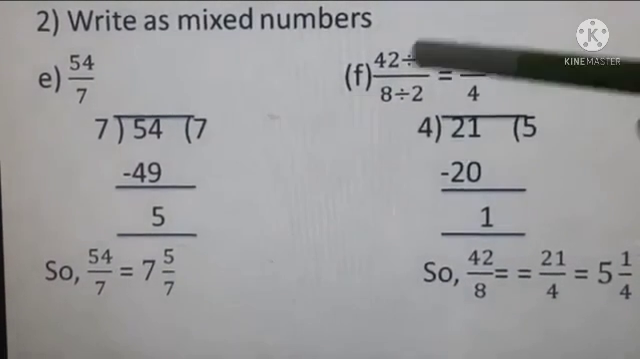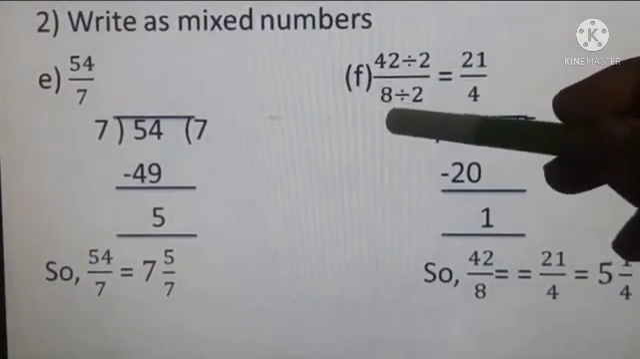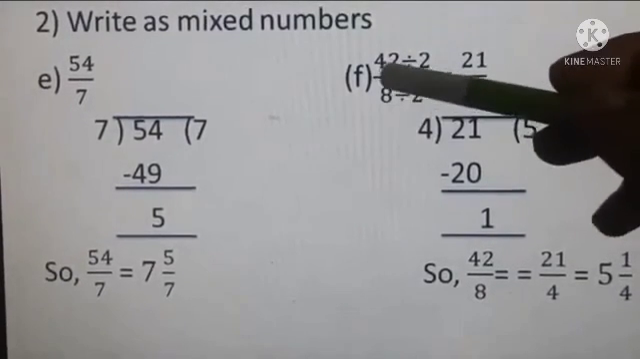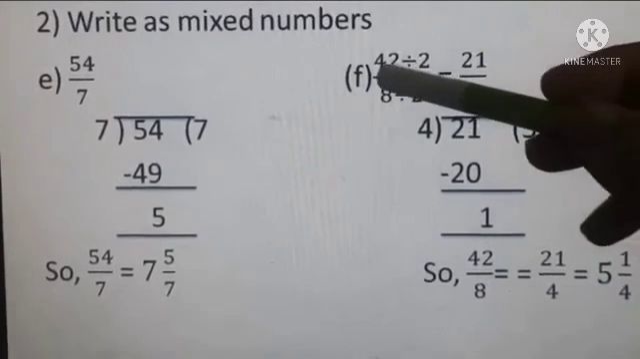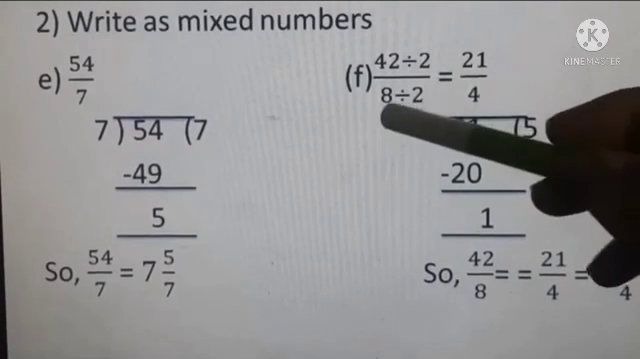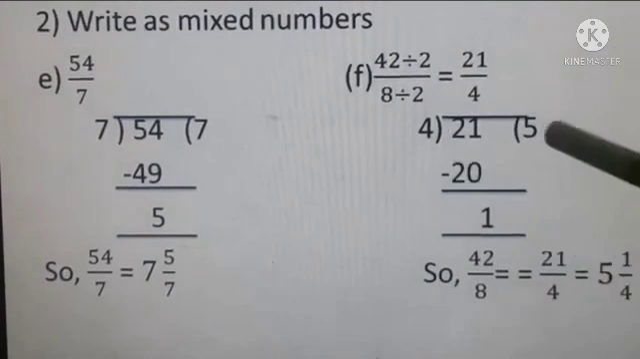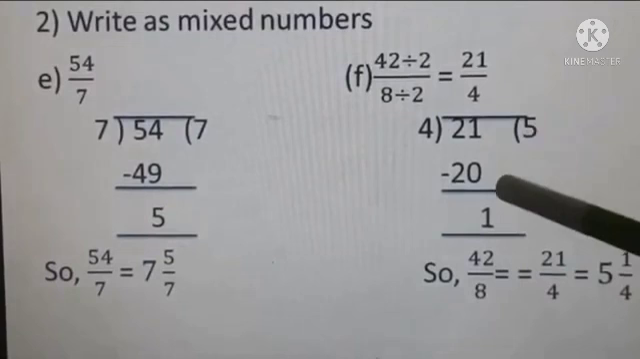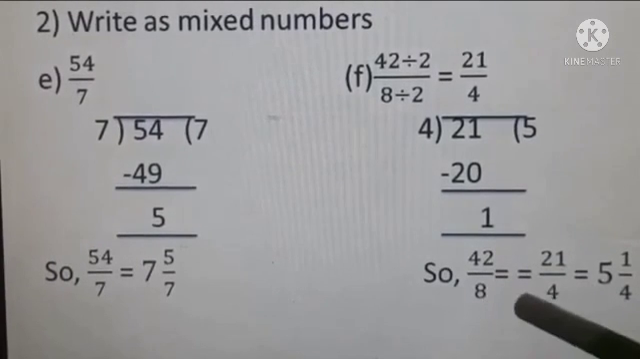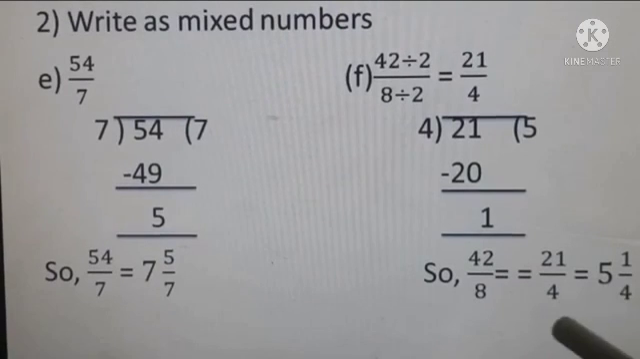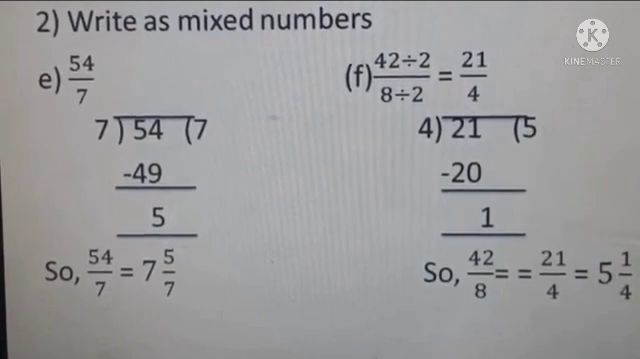And now our F part: 42 upon 8. This is the question, 42 upon 8. You know that 42 and 8 both are divisible by 2. So we have done division first. 42 divided by 2, 21. 8 divided by 2, 4. Now 21 divided by 4. 4 5s are 20. 21 minus 20, 1. So 42 upon 8 is first changed into 21 upon 4. Then its mixed fraction form is 5 whole 1 upon 4.